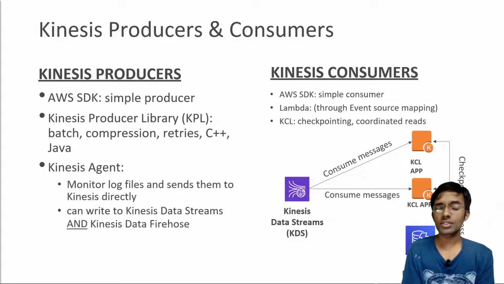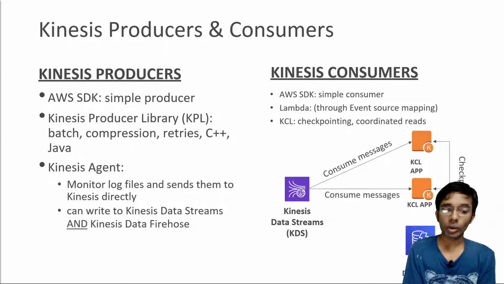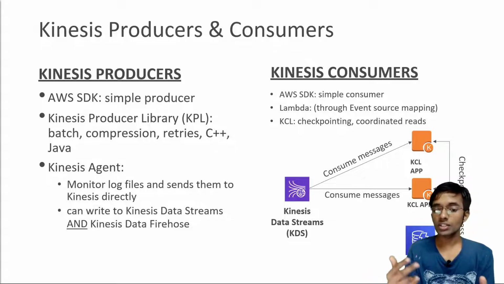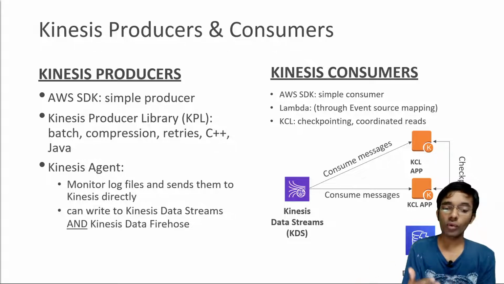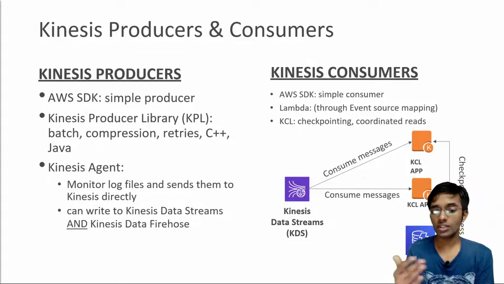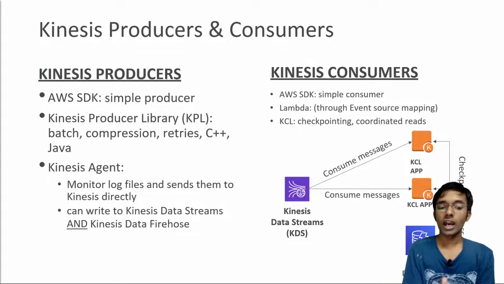You have Kinesis agents, which are based upon the KPL, and the idea is that you run this agent to monitor log files and send them to Kinesis directly. You can write to both Kinesis Data Streams and Kinesis Data Firehose using the Kinesis agent. So that makes it a very versatile choice based on the things you are trying to do. It is okay if you are writing your own application in C++ or Java, KPL is the way to go. But if you are trying to get log files out of your EC2 instances, then the Kinesis agent is the perfect choice. And then what can you read from Kinesis?